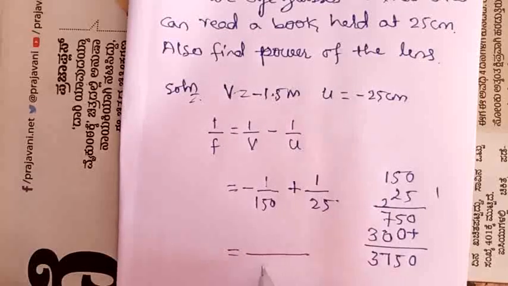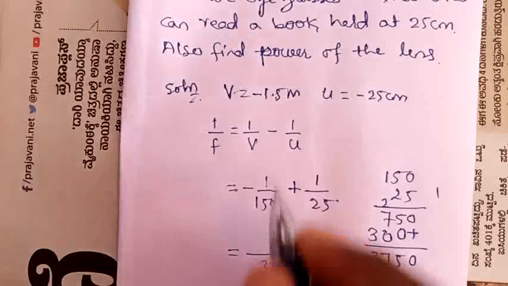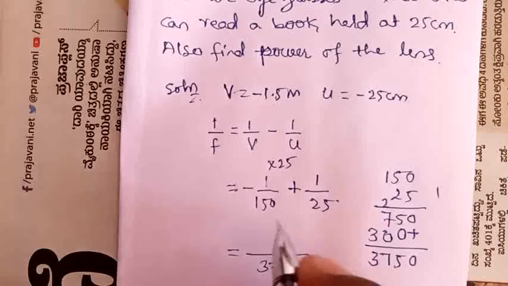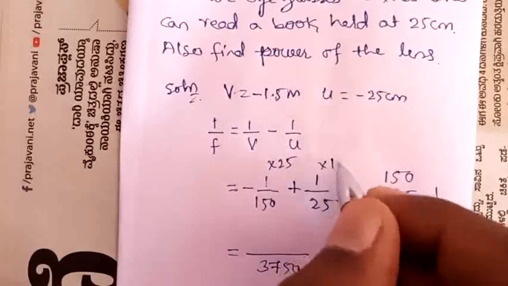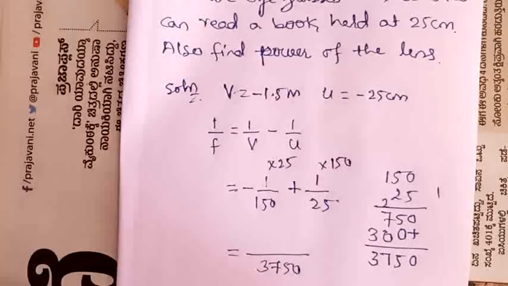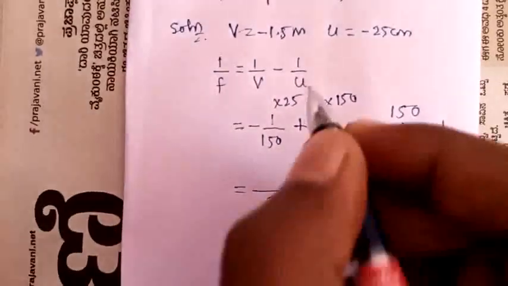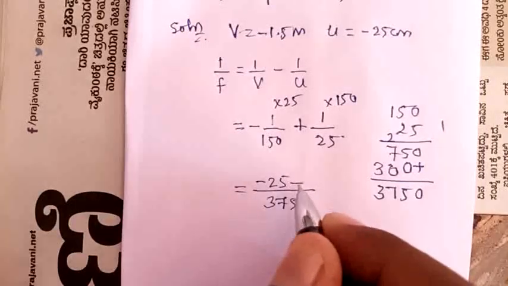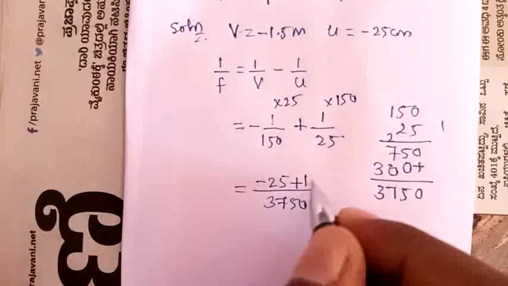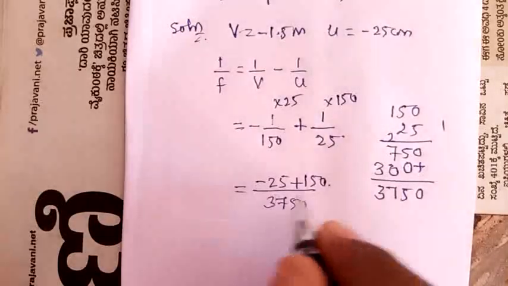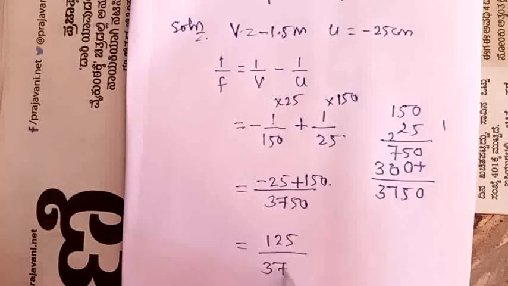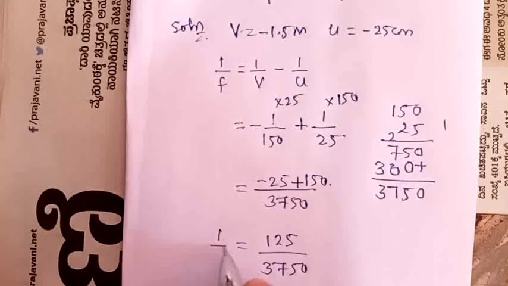LCM is 3750. Then 150 into 25 is 3750, and 25 into 150 is again 3750. Then now 25 into 1, that is minus 25, plus it is a 150. Then minus 25 plus 150, that is 125, plus 125 divided by 3750. Then it is a 1 by f.